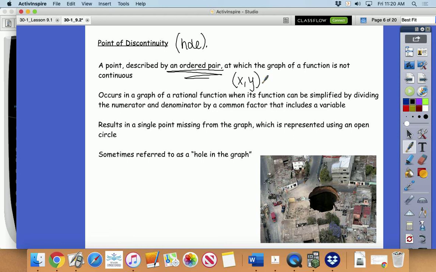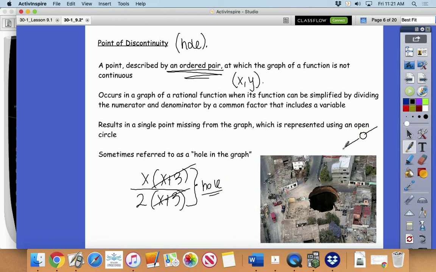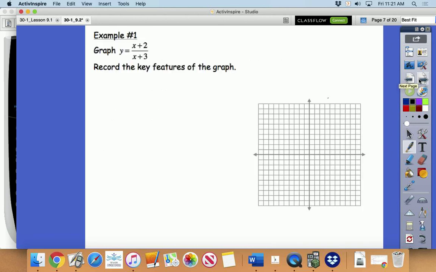So when you actually simplify and you see the same factors at the top and the bottom and you cross them off, so remember how we have like sometimes x over 2 and then we have x plus 3 and x plus 3 in rationals last year. Last year you simplified by crossing off the same factors. These crossing off items would give me a hole in the graph. So that's a single missing point on the graph that's represented by an open circle like that. Sometimes referred to as a hole in the graph. So we're going to have to pay attention to those.